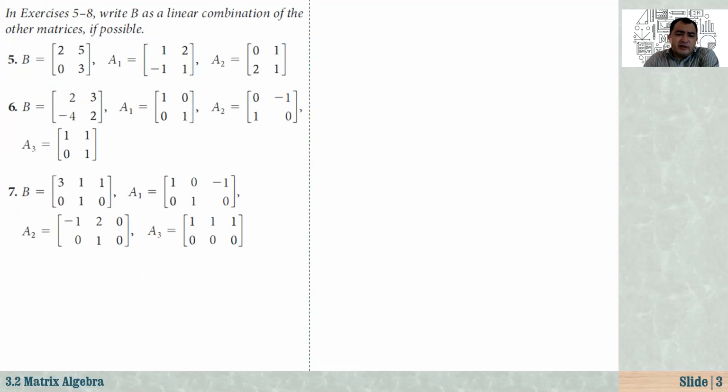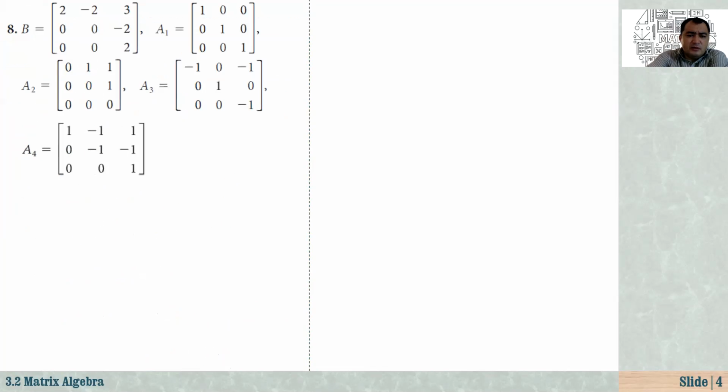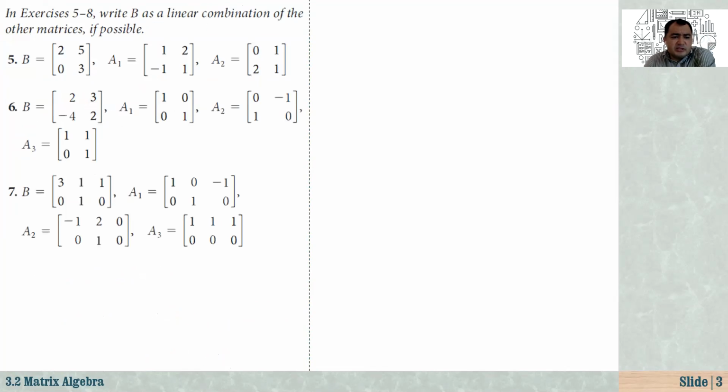In exercises 5 to 8, write B as a linear combination of the other matrices, if possible. If possible means that it may or may not be possible. How to do that? The method is similar. Exercise 8 is a bit long, so let's just do question 6 here, for example. The idea is the same. So what is asked here? Question 6 says write B as a linear combination of the other matrices, if possible.